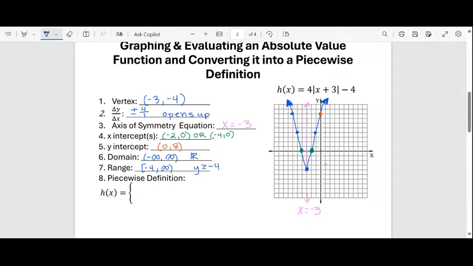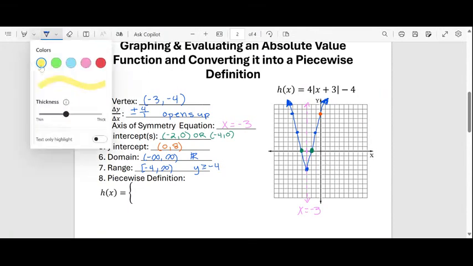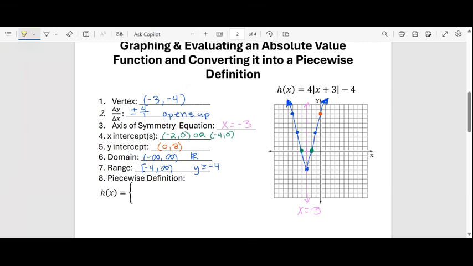All right, now we're going to do our piecewise definition. Let's break this into two pieces. I'm going to go ahead and highlight my right side as the yellow side again. Let's go ahead and write the definition of that line. That line clearly has a positive slope.